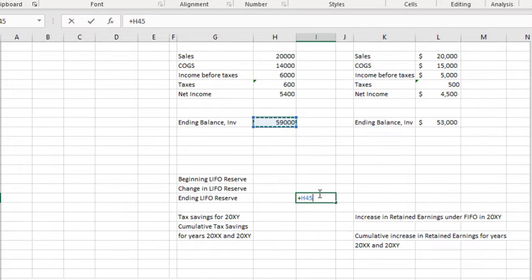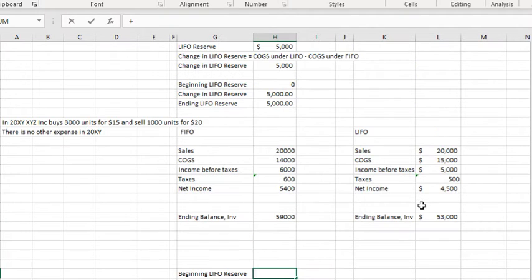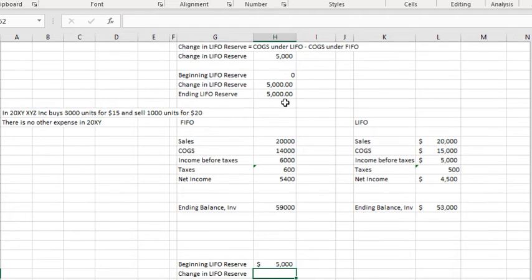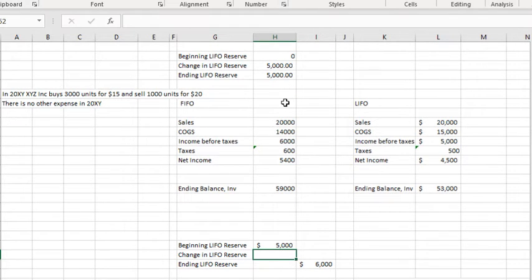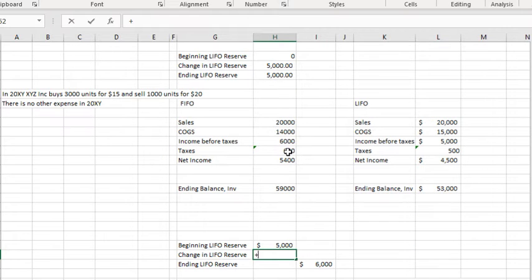Ending inventory value under FIFO we calculated as $59,000, and under LIFO it's $53,000. I highly encourage, if you haven't watched the previous videos, to watch those so you understand the calculations behind these. The beginning LIFO reserve was the ending LIFO reserve from the previous year. So the ending LIFO reserve in the previous year was $5,000, and the change in LIFO reserve is what we defined as the difference between cost of goods sold under LIFO minus cost of goods sold under FIFO.